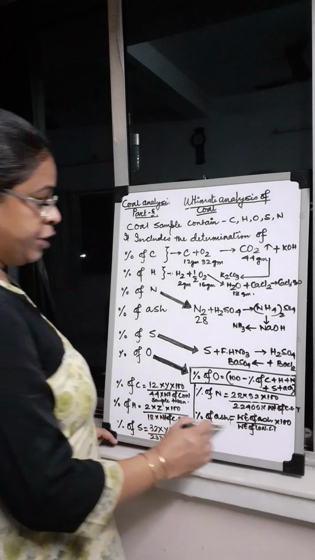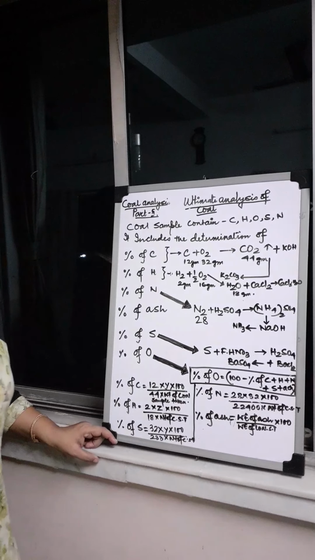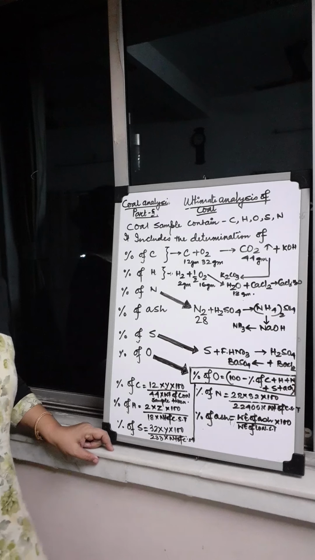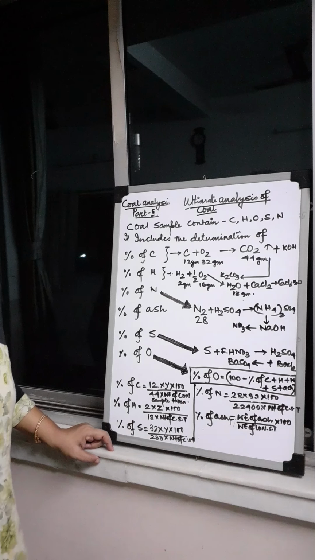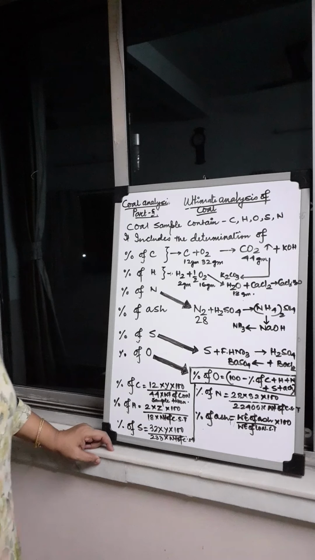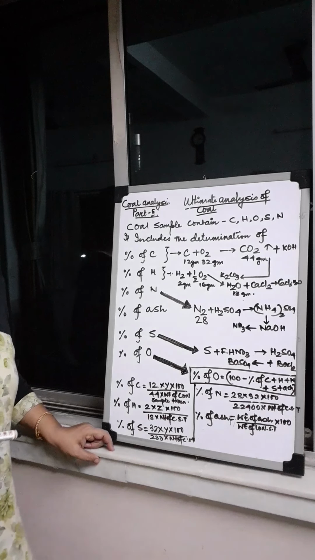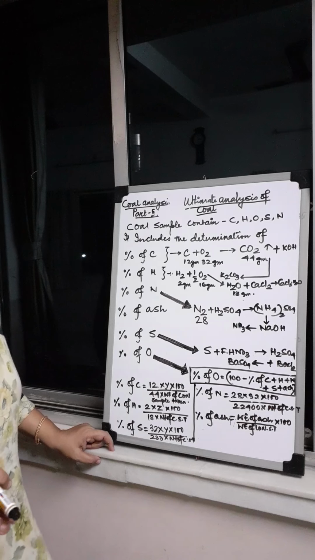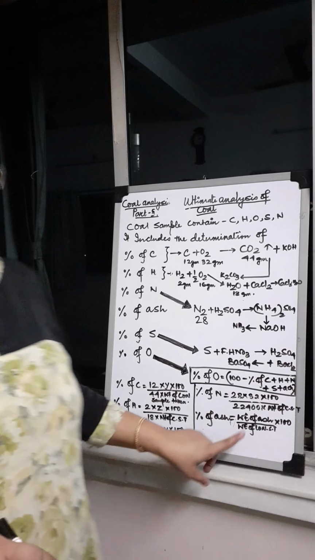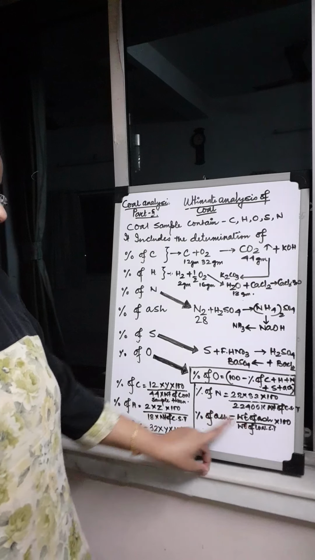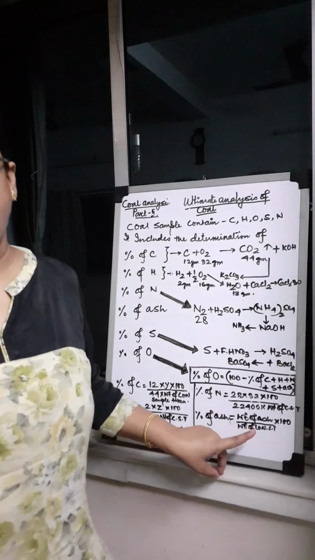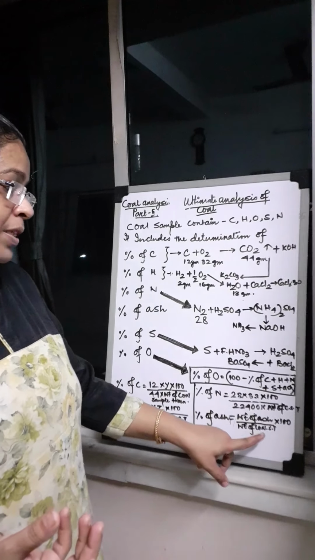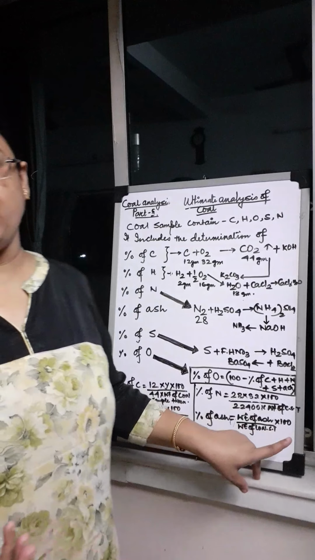Next, the percentage of ash. In this case, the sample of coal undergoes combustion in the presence of sufficient oxygen. Then the unburned inorganic material left in the hot air oven is known as ash. So percentage of ash is equal to weight of ash left, that is the unburned substance of the coal, divided by weight of the coal sample, into 100. Then we get the percentage of ash.